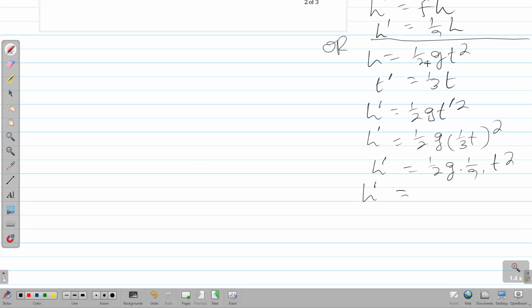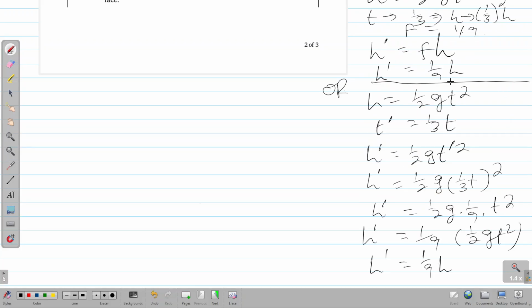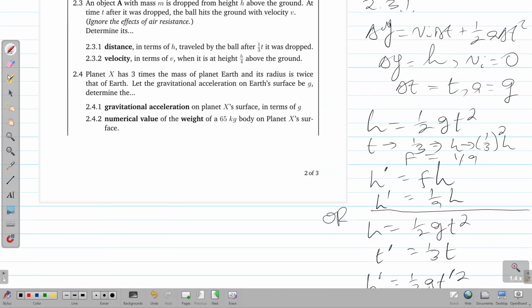And when they say in terms of h, you want to have this in the next step. So how do you do that? You just place this 1 over 9 in front, then you have 1/2 g t squared, and you've already declared that h is half g t squared. So the new h prime is 1 over 9 h. Okay, which gives us the same answer as that one there.